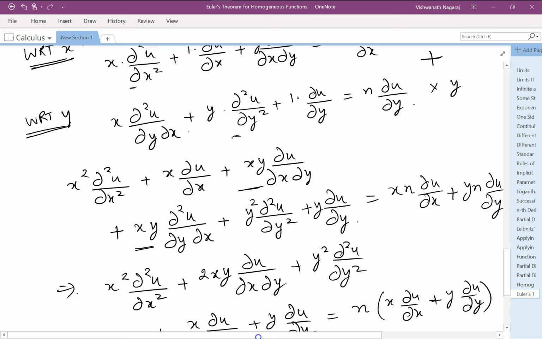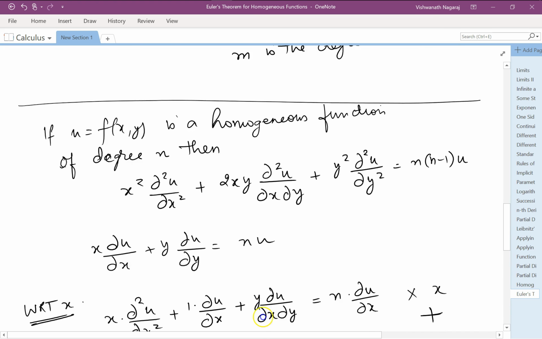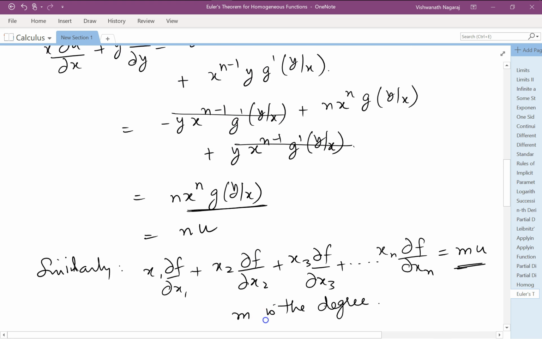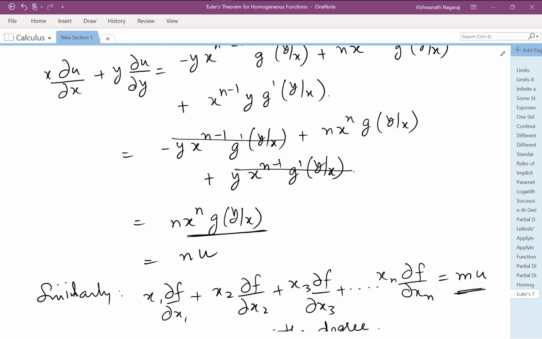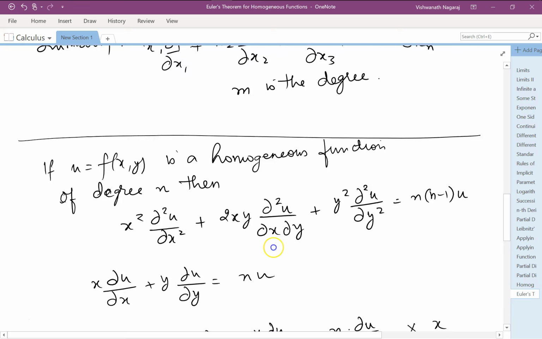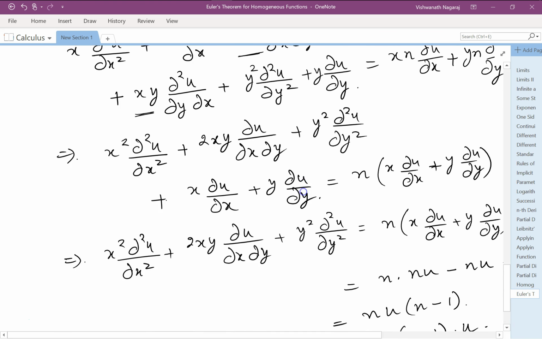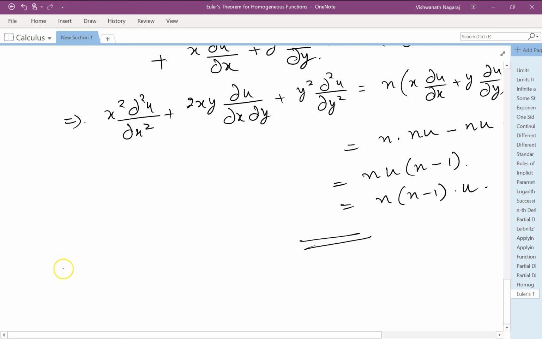Basically the difference between Euler's theorem and the extended version is that here we have first-order partial derivatives and here second-order partial derivatives. I think that's enough for today.